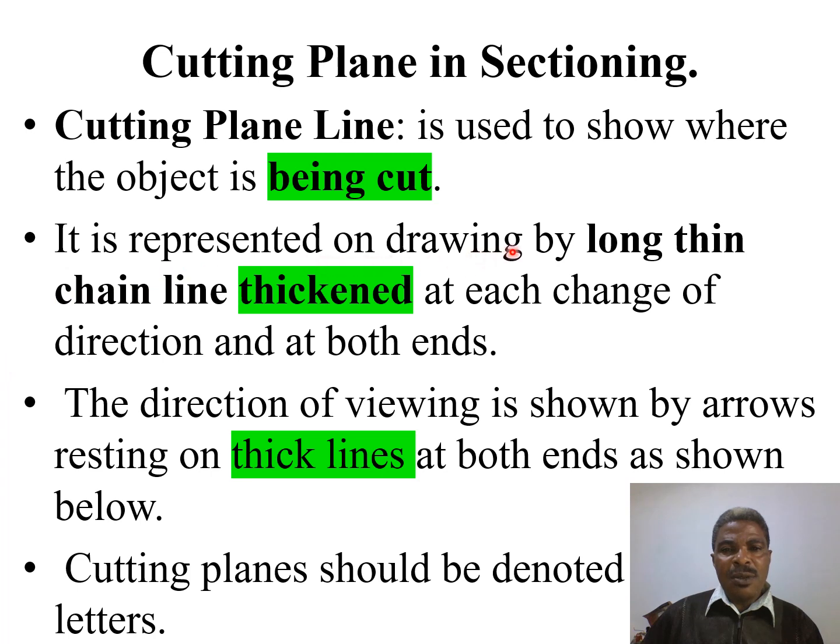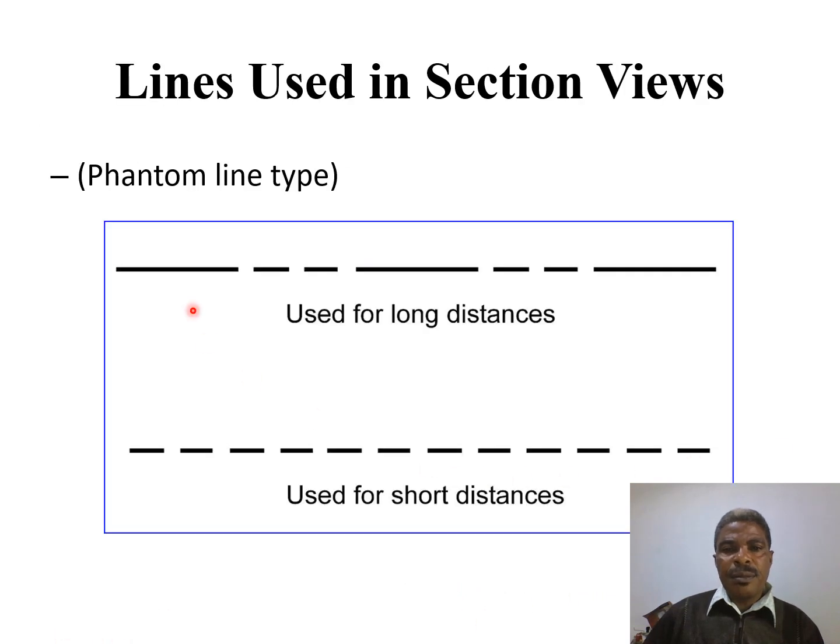It is represented on a drawing by a long thin chain line thickened at each change of direction and at both ends. The direction of viewing is shown by arrows resting on the thick lines at both ends, as shown below. These cutting planes should be denoted by capital letters. So here are the two types of lines that we use for section views. One is used for long distances and the other for short distances.